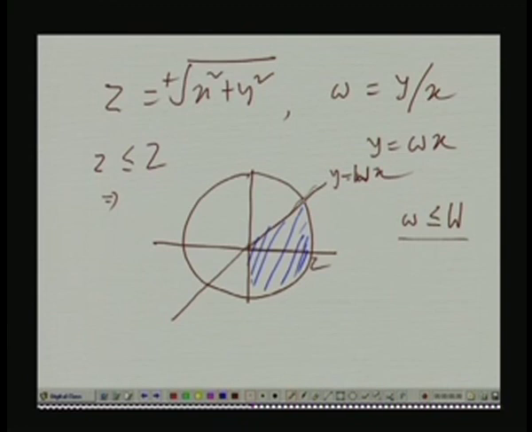I am taking the overlap between this circle, because the circle corresponds to the inequality small z less than or equal to capital Z, and the whole region below this straight line gives small w less than or equal to capital W. But I am only taking the overlap between the two, the circle and that region. So, this shaded region comes.